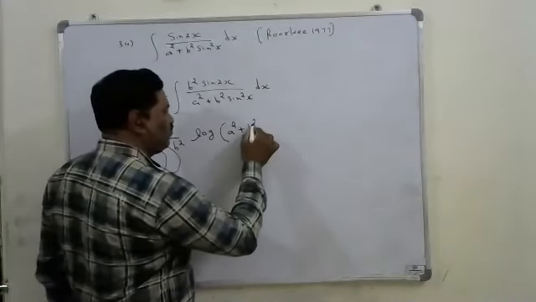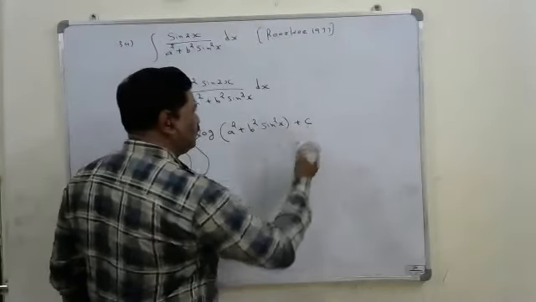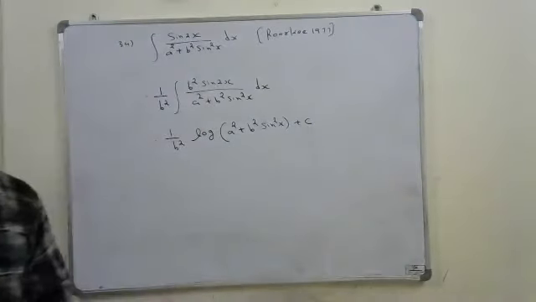a square plus b square sin square x plus c is the answer. Take that.